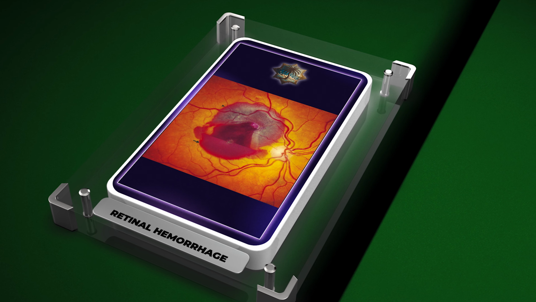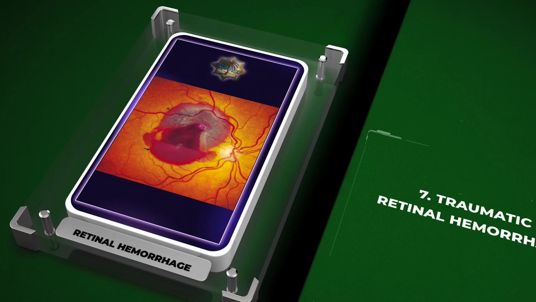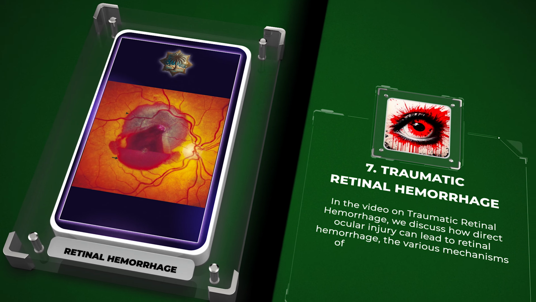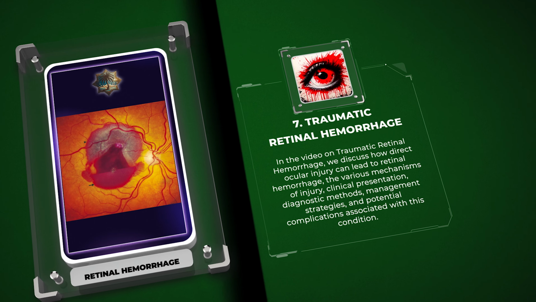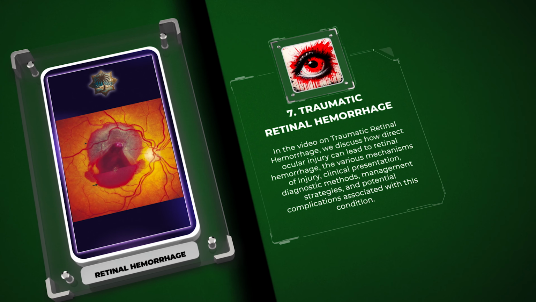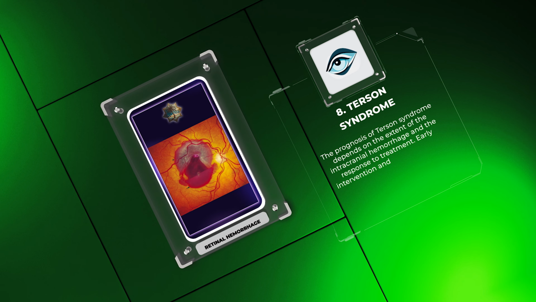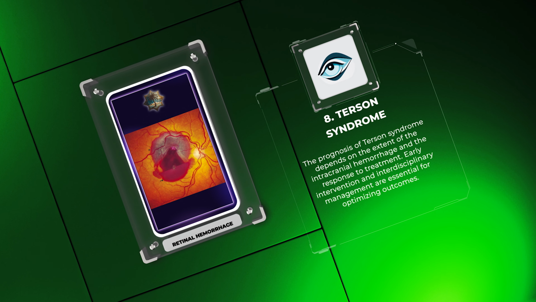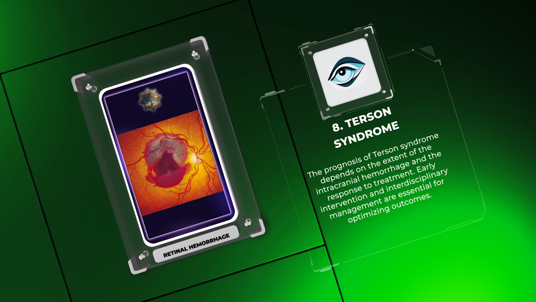In the video on traumatic retinal hemorrhage, we discuss how direct ocular injury can lead to retinal hemorrhage, the various mechanisms of injury, clinical presentation, diagnostic methods, management strategies, and potential complications associated with this condition. The prognosis of Terson syndrome depends on the extent of the intracranial hemorrhage and the response to treatment. Early intervention and interdisciplinary management are essential for optimizing outcomes.